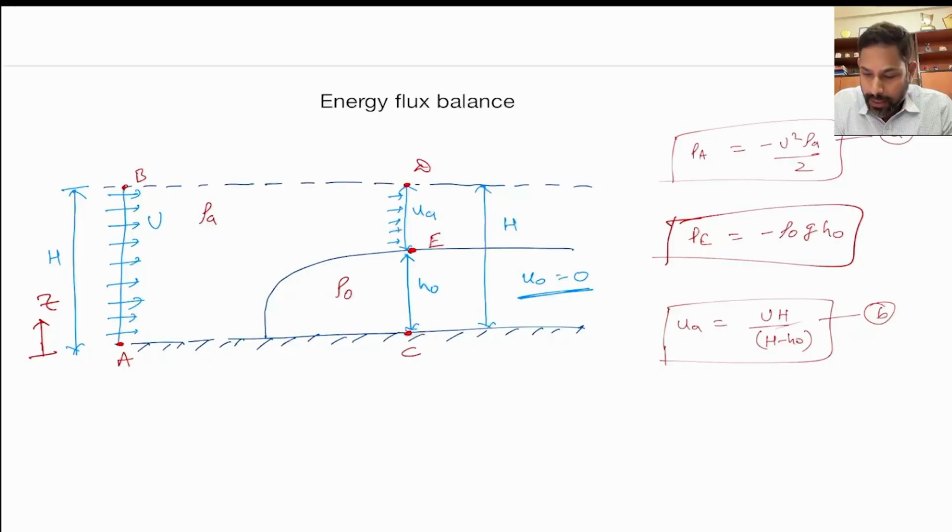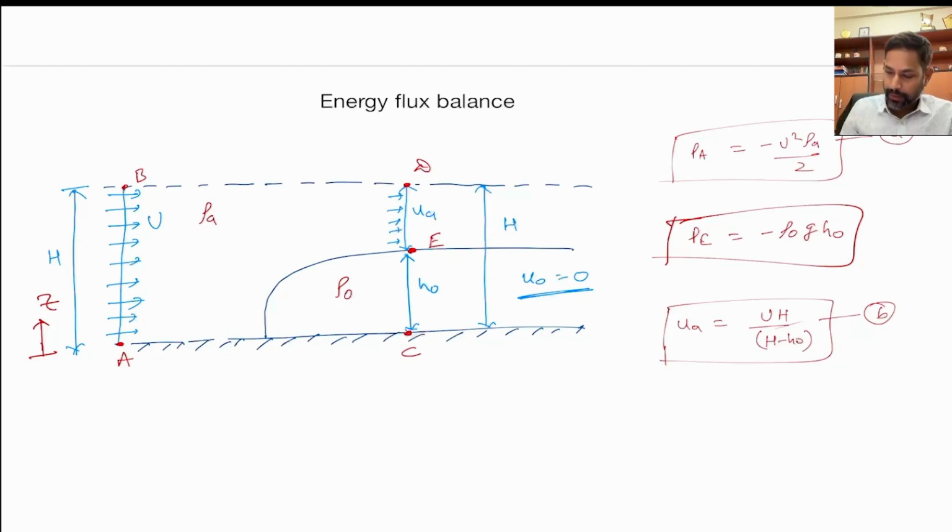Flux balance. And if you remember, for any fluid mechanics problem, we try to do these three types of balances: mass balance, momentum balance, and energy balance. And this gives us a complete set of equations to find any parameter of our interest.